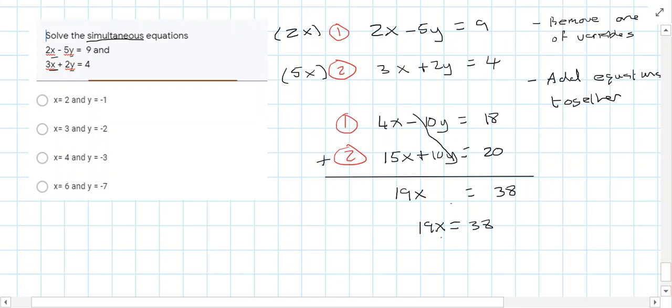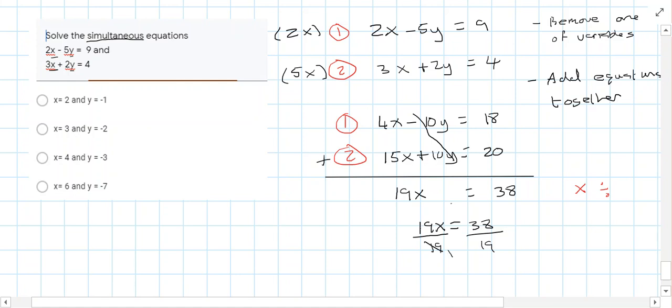Now what we want to do is get x on its own so we can work out the value for x. We have 19 in front of this, and this is 19 multiplied by x. The operation is multiplication, and the opposite of multiplication is division. So we want to turn this 19 into a 1, and to do that we have to divide by 19. If we divide this side by 19, we have to divide this side by 19, and what we're doing is solving for this particular variable, which is x.